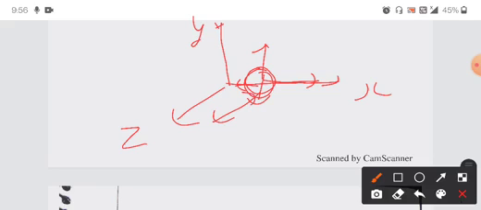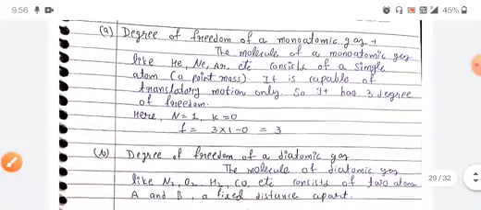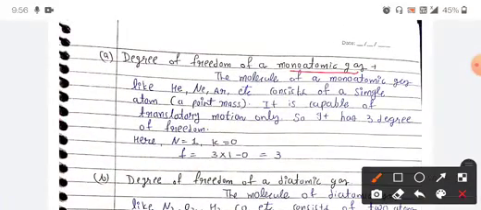Okay. Now if this molecule is here, it will have only the 3 coordinates, x, y and z only. So only 3 coordinates are required to show the motion of this, in which direction it is moving. So these 3 are the degrees of freedom of the monoatomic gas.